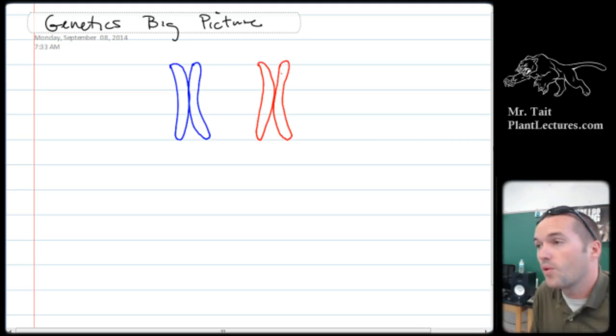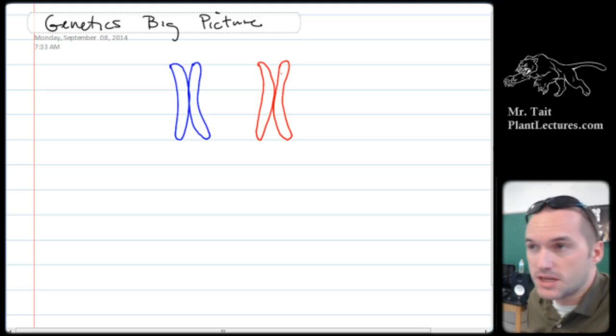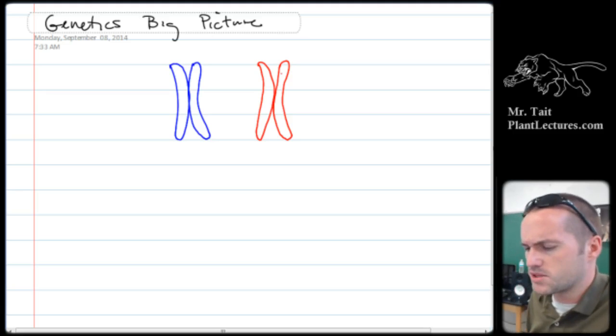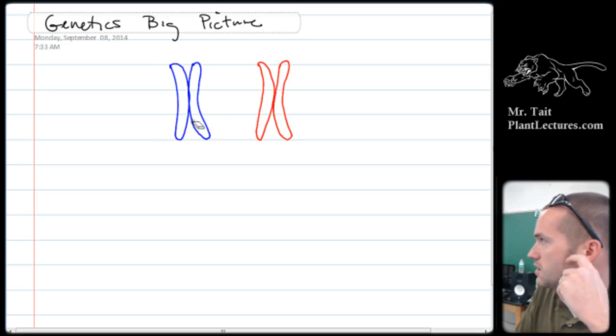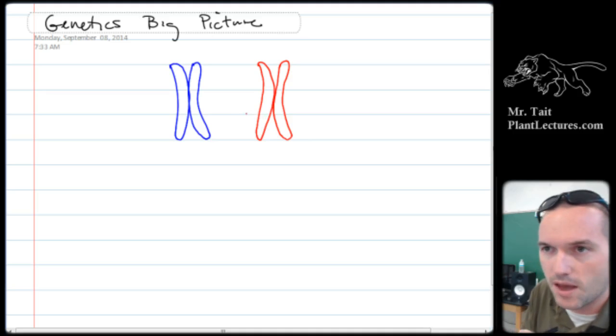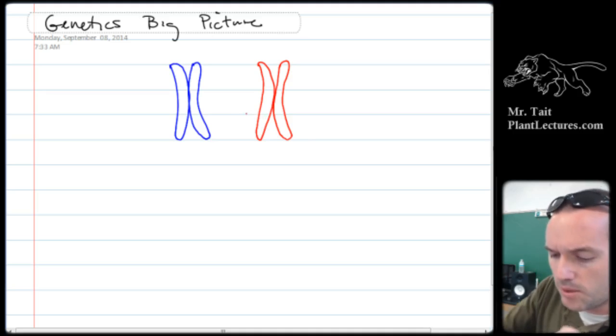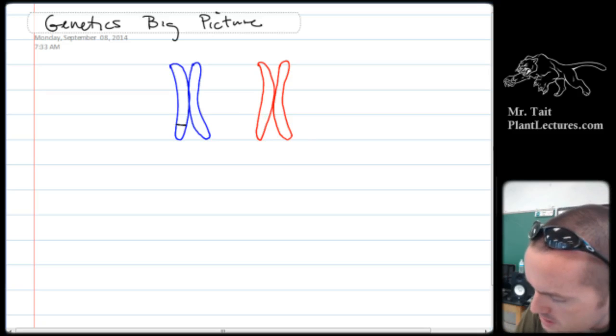One of them was inherited from the mother, and one of them was inherited from the father. That means that one of them was inside the sperm, and one of them was inside the egg. We're just going to say gender stereotypes here, that this blue one was from the sperm, and the red one was from the egg. Okay? So, we're going to look specifically at one part of them.